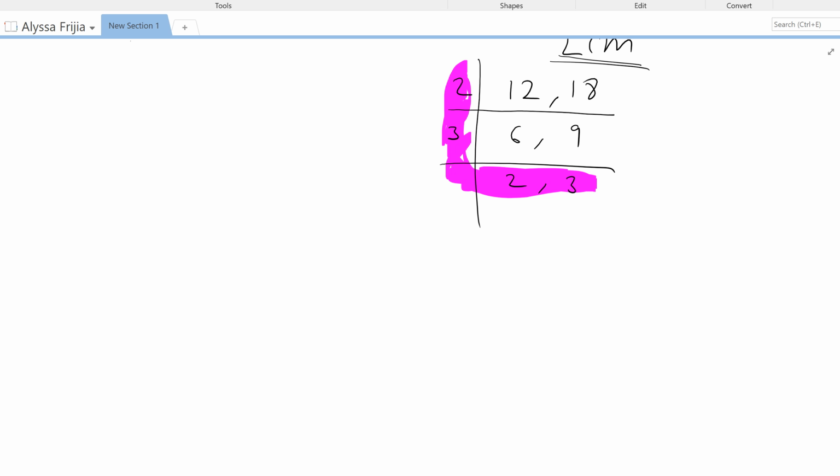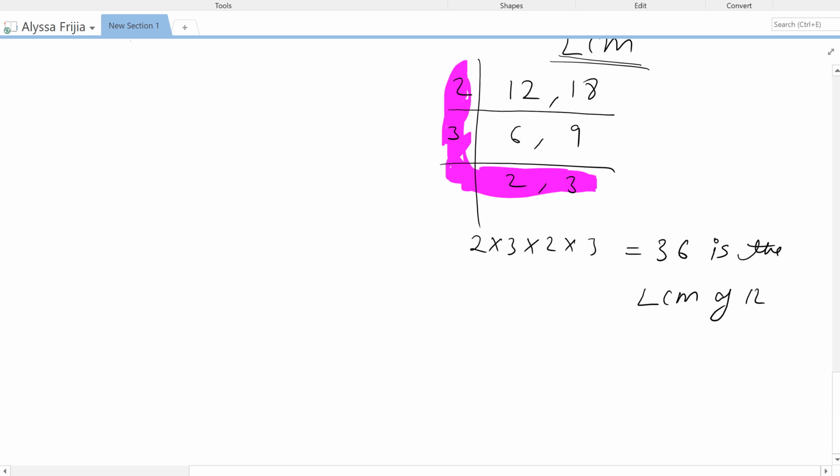Now, what is the multiplication of them? The multiplication is 2 times 3 times 2 times 3. Multiplication of all of them. So we got 6 and 6, 36. So this whole multiplication is 36. So 36 is the LCM of 12 and 18. That means 36 is the smallest number which is divisible by 12 and 18.